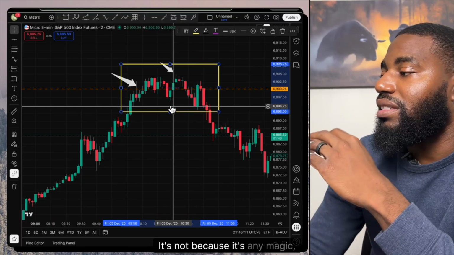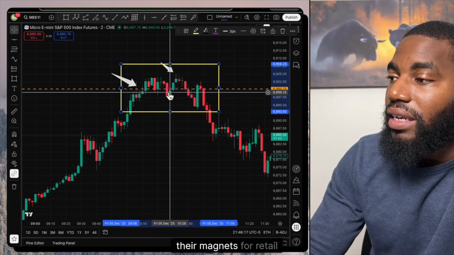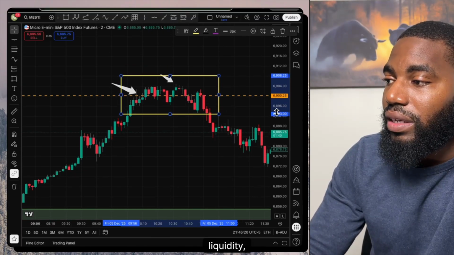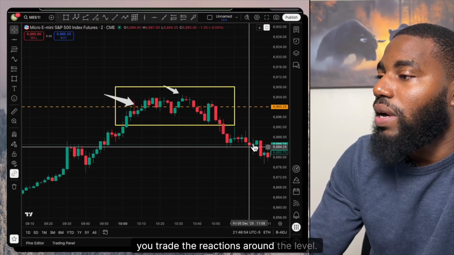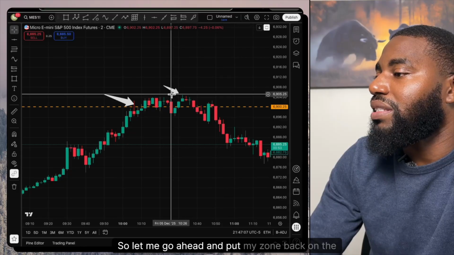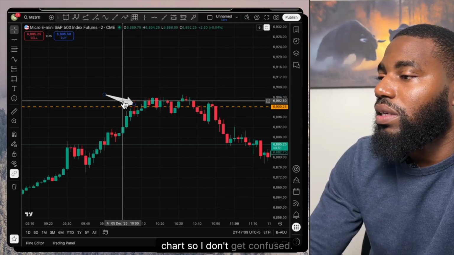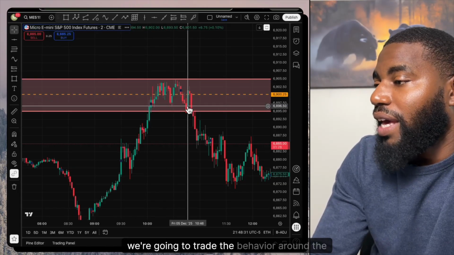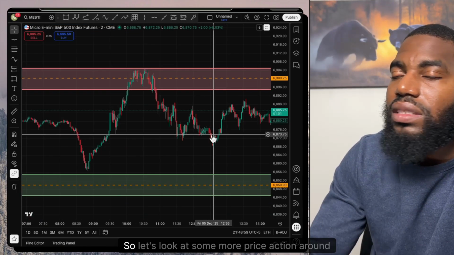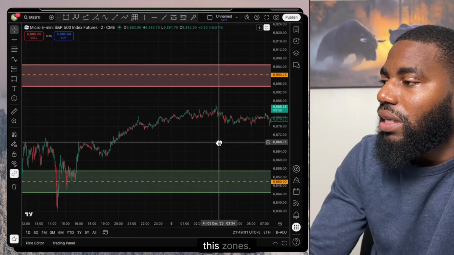It's not because of any magic, but because they're magnets for retail liquidity. Instead of trading the level, you trade the reactions around the level. So let me go ahead and put my zone back on the chart so I don't get confused. Instead of trading the level itself, we're going to trade the behavior around the level. So let's look at some more price action around these zones.